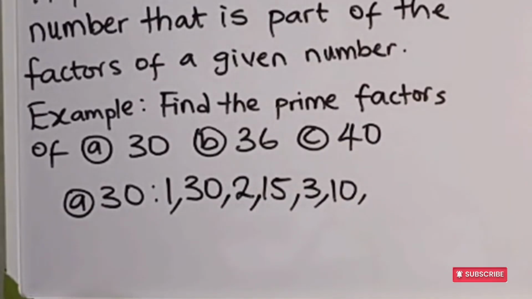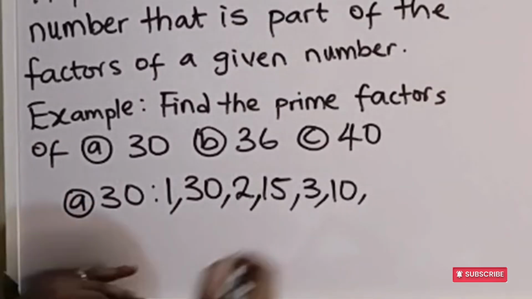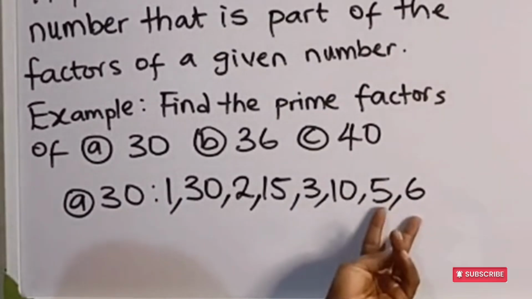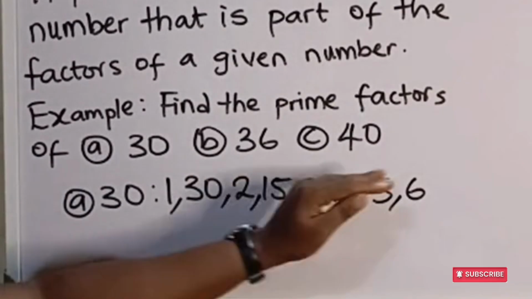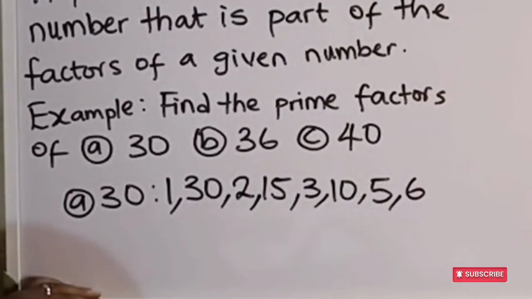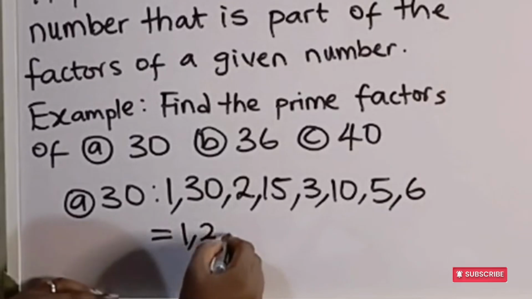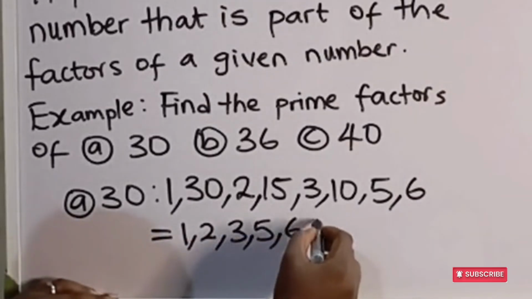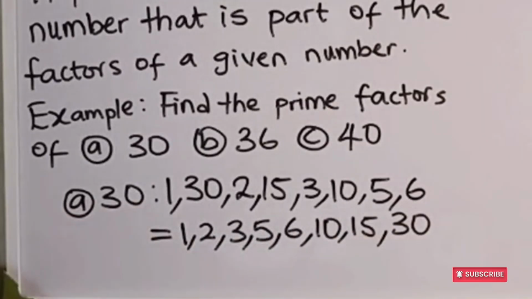5 is a factor of 30. 30 divided by 5 is going to give us 6. So 5 is a factor and 6 is a factor. Once we've gotten two consecutive numbers, you know that there is no other factor apart from the ones that you've written down. So let's write the factors of 30. You have 1, 2, 3, 5, 6, 10, 15, and 30. All these are the factors of 30.